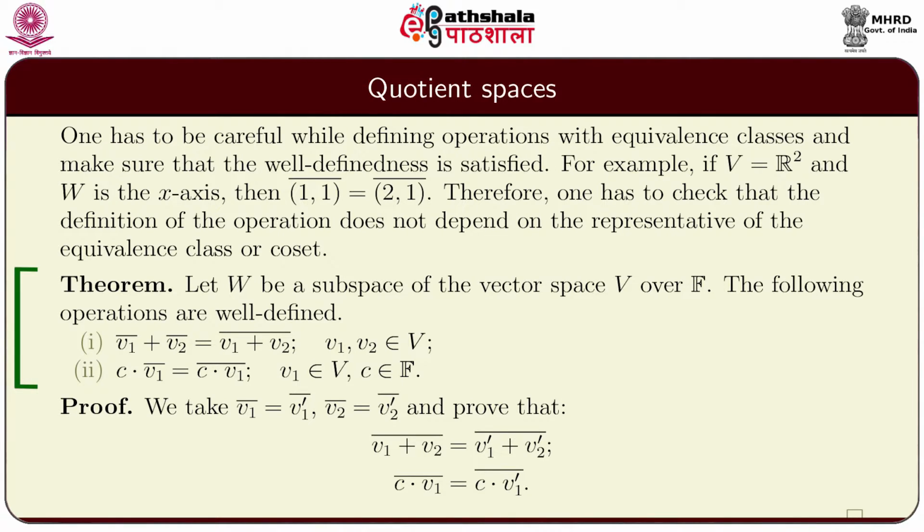How to prove that? We first assume that V1 bar is the same as V1 dash bar and V2 bar is equal to V2 dash bar. That means the same equivalence class has two representatives, and then use the definition of equivalence relation to prove that V1 plus V2 bar is the same as V1 dash plus V2 dash bar, and C dot V1 bar is the same as C dot V1 dash bar.